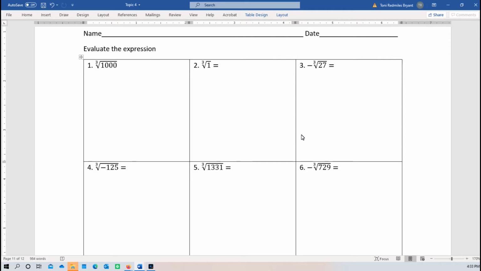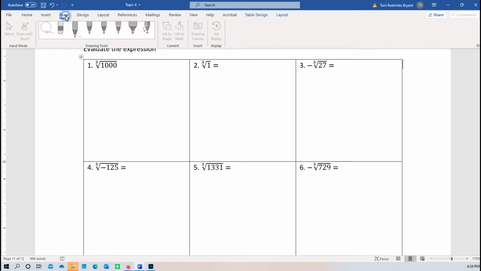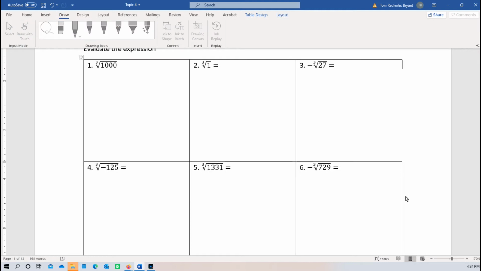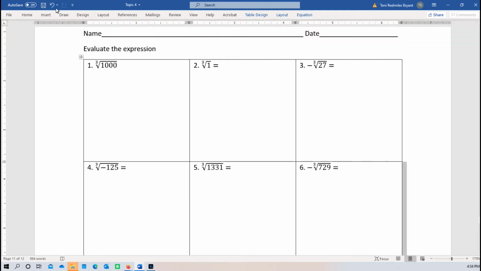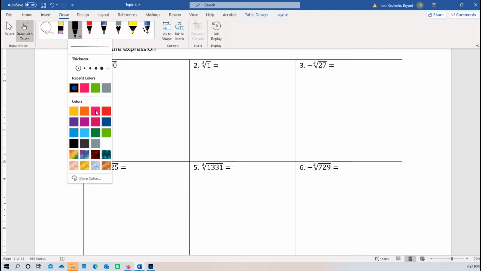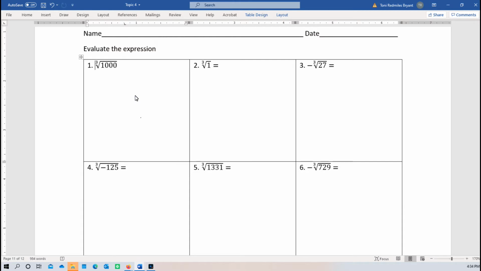So in this first one, pretty easy. I have 3 zeros on this 1,000, so we should be able to use a 10. Let's try it out: 10 times 10 times 10. Those are the 3 things I'm multiplying together. 10 times 10 is 100, times 10 more is 1,000.